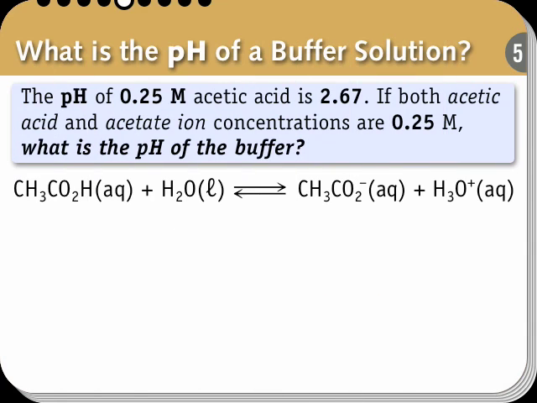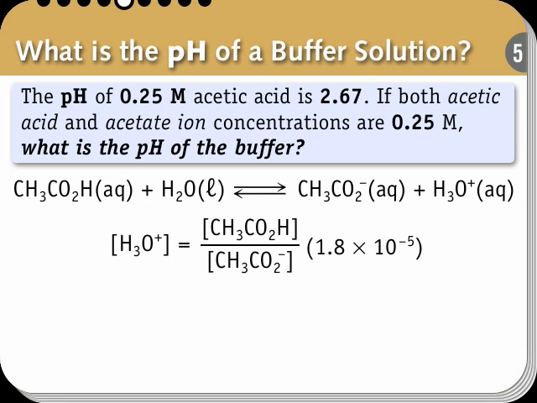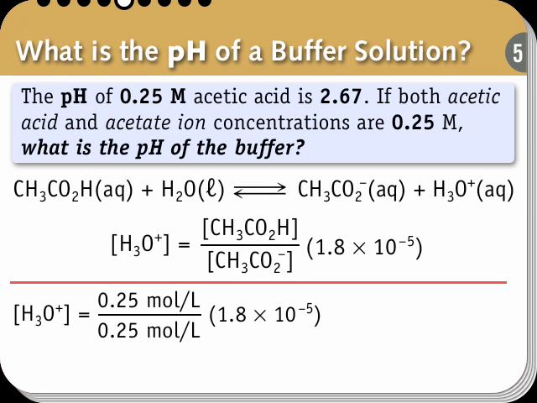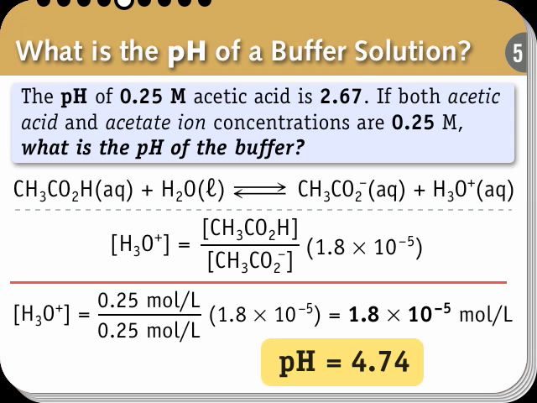On slide 2, we learned that a solution containing only 0.25 molar acetic acid has a pH of 2.67. If a buffer solution contains both acetic acid and acetate ion with concentrations of 0.25 molar, what is the pH of this solution? If we use the equation from the previous slide and substitute in the acid and conjugate base concentrations, we see the ratio of concentrations is 1. Therefore, the hydronium ion concentration is just equal to Ka, and this gives us a pH of 4.74.